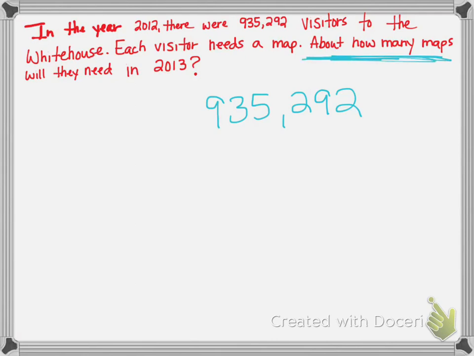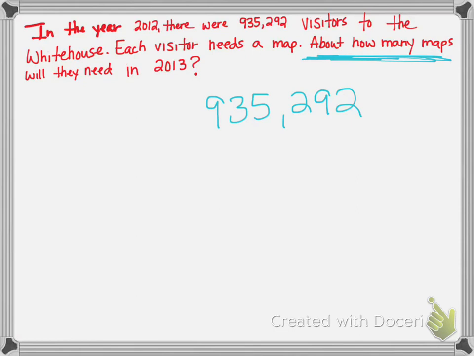Now they said about how many maps. When you see that word about, we know we're going to have to do some rounding. So the question is, what spot do we round to? They're kind of leaving it up to us to round here because they didn't say round to the nearest 100 or round to the nearest 10,000. So it's up to us to decide what we should round to. Now, in the previous lesson, we learned that the closer we are to the ones place, the more accurate our rounding is.